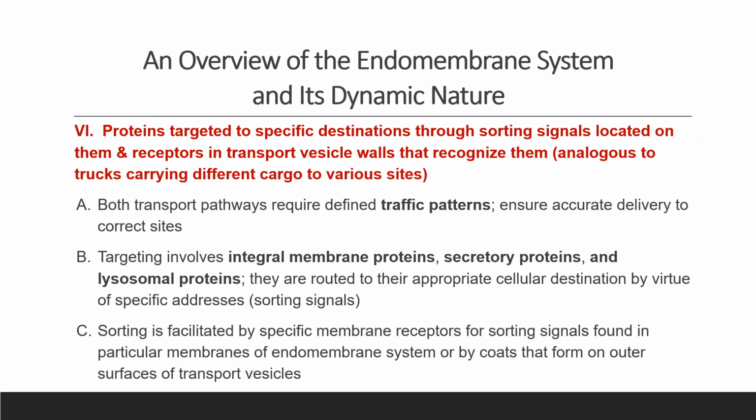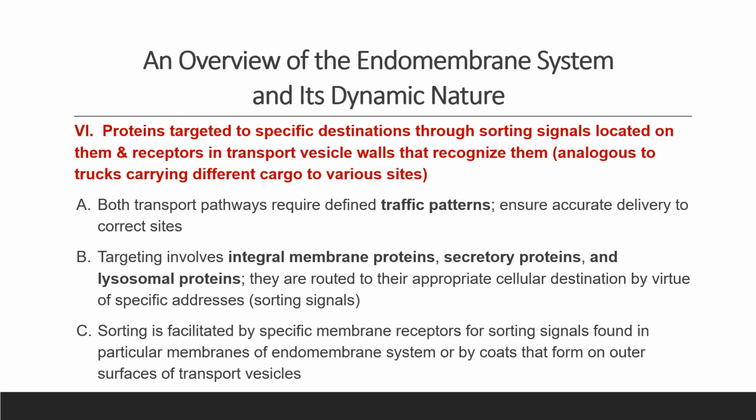So next, proteins are targeted to specific destinations through sorting signals located on them and receptors in transport vesicle walls that recognize them. You could think of this by analogy to trucks carrying different cargo to various sites. Both transport pathways require defined traffic patterns to ensure accurate delivery to the correct sites. So targeting involves integral membrane proteins, secretory proteins, and lysosomal proteins, which are routed to their appropriate cellular destination by virtue of specific addresses or sorting signals.